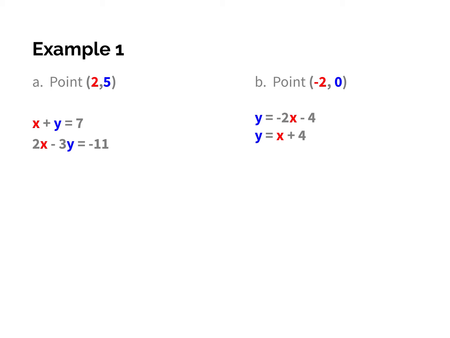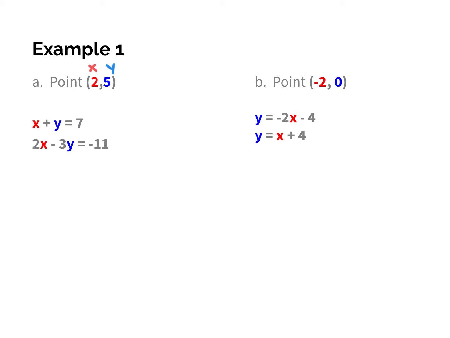Let's say I give you a system of equations. x plus y equals 7 is one linear equation, or linear function, with input and output. And I have a different one, 2x minus 3y equals negative 11. So I have two separate equations, and what I want to know is: is the point (2, 5) a solution? Understand that every ordered pair has an x paired with a y, an input paired with an output. So my x, or my input, is 2, and my y, or my output, is 5. What I want to know is, is this a solution?